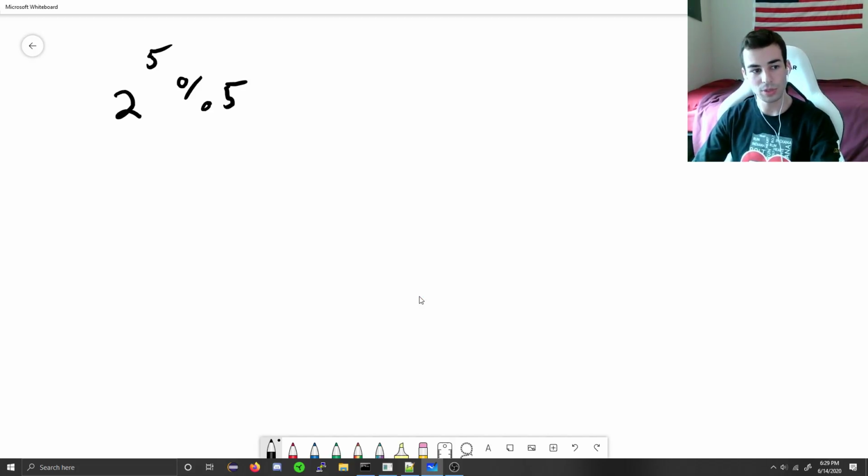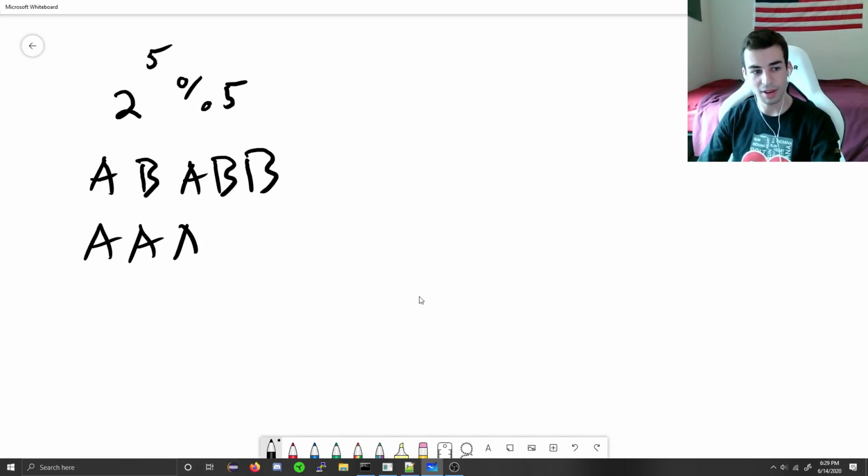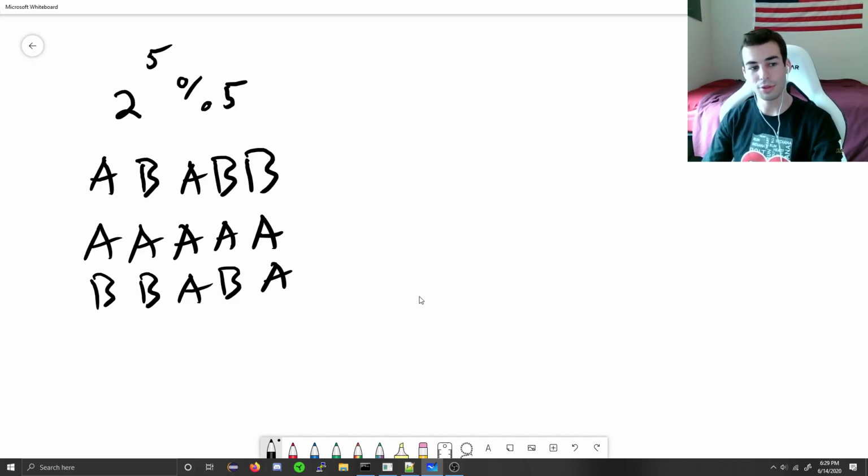So let's imagine we have a bunch of strings. Each is a string of A's and B's. So maybe this is some string here. Maybe we have some other string that's 5 A's in a row. Maybe we have some string that's A, B, B, B, A, B, A, for instance. So these are 3 different strings.